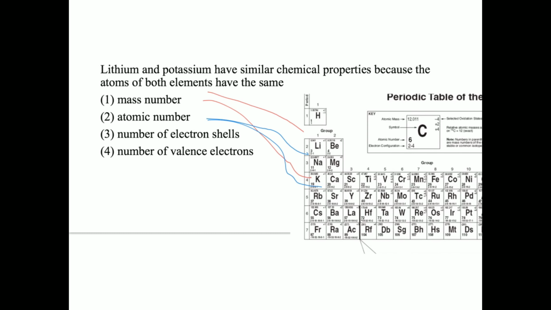When we look for the number of electron shells, we have to refer to the electron configuration. Lithium has 2 electron shells, while potassium has 4. The last choice is valence electrons. As you can see, lithium has 1 valence, and potassium also has 1 valence. Recall that valence electrons are the outermost electrons. These electrons have the greatest amount of energy because they are furthest from the nucleus.